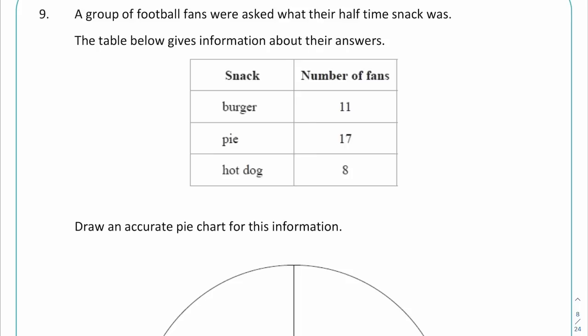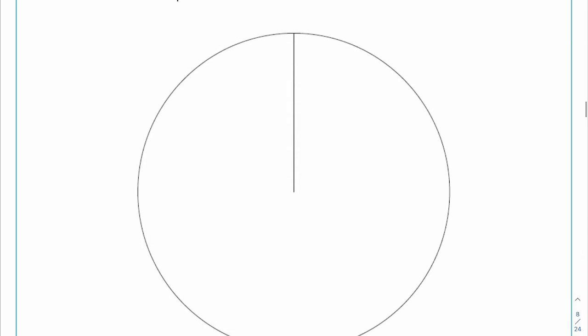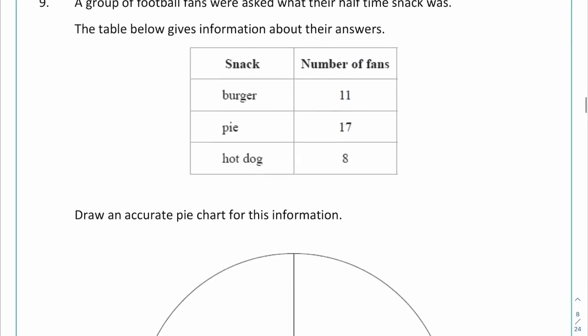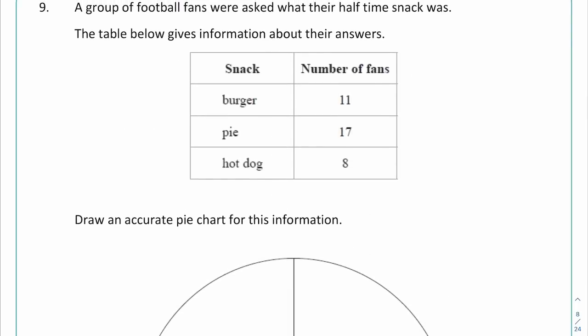So when it comes to a pie chart, all the information has to add up to 360. We know that because it's a circle, and around this point here, you have got 360 degrees, and we need to make sure we fill the pie chart. So at the moment, have a look at what the question's about. So it's about the snacks that people preferred and the amount of fans that voted for them. So we just need to figure out how many fans voted.